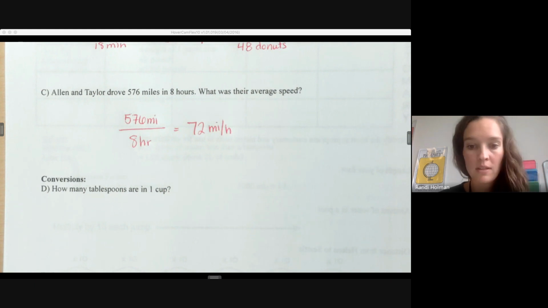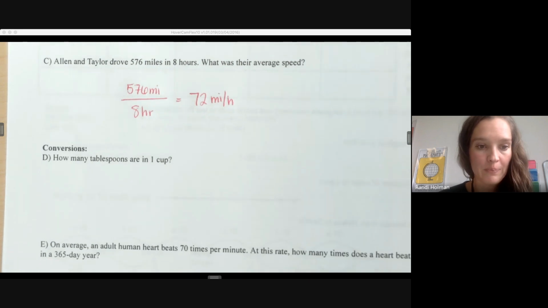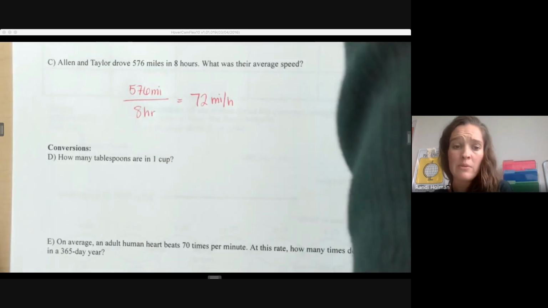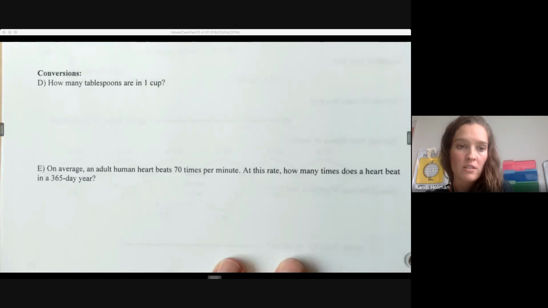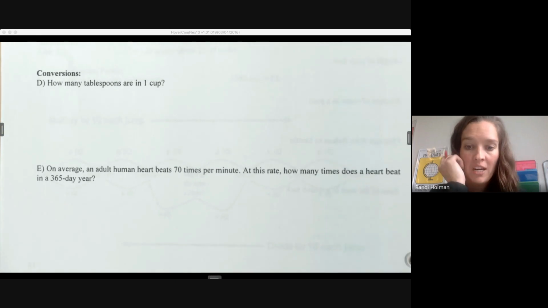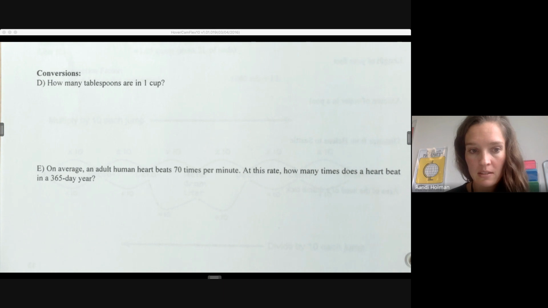That doesn't mean they drove 72 miles per hour the whole time. They could have driven faster than that for some of the time, slower than that for some of the time, but on average that's the speed they were going. Okay. The next thing we're going to look at is some actual conversions. So conversions are just changing our units using the relationship between different units. So we want to look at what am I starting with and what am I going to end up with.